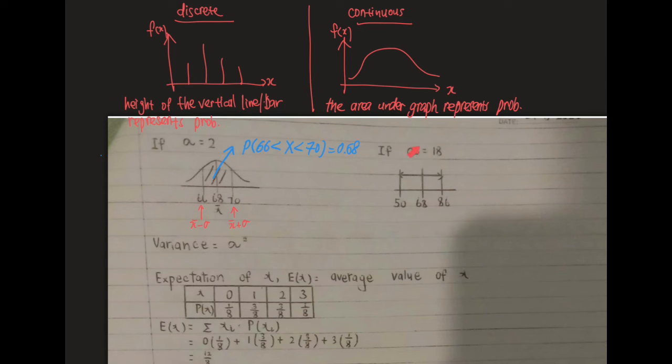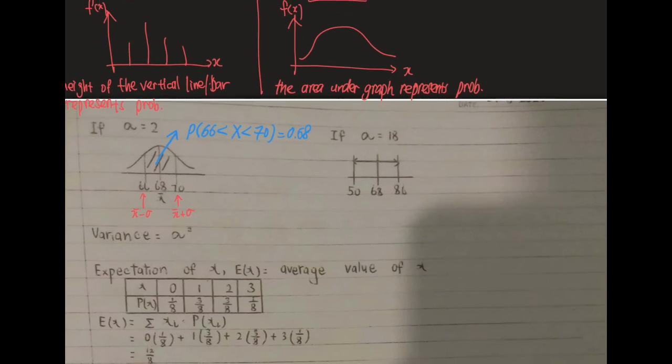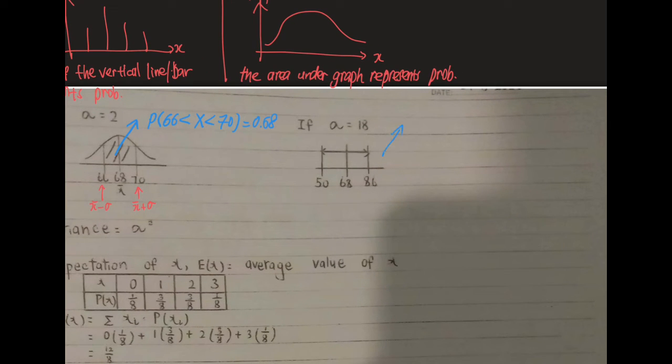So let's come back to this. If the standard deviation is 18, we just need to take the mean, the 68, plus 18 to get 86, and mean minus 18 to get 50. So if the standard deviation is 18, always remember 1 standard deviation from the mean, the probability is still 68%, 0.68.